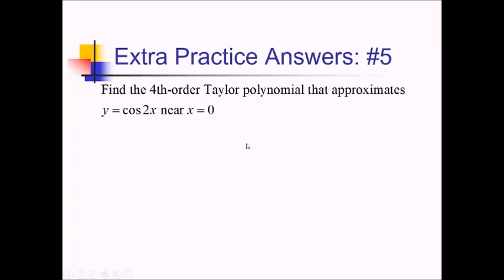On this problem, they want the 4th order Taylor polynomial approximating cosine of 2x near 0. So basically, the Maclaurin series for cosine of 2x, if we were to translate that. Let me start by writing the Maclaurin series for cosine of x, which is one of those that we should have memorized. So that's going to be 1 minus x squared over 2 factorial, plus x to the 4th over 4 factorial.